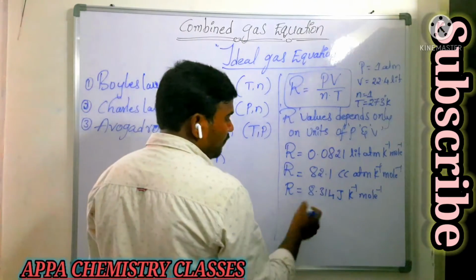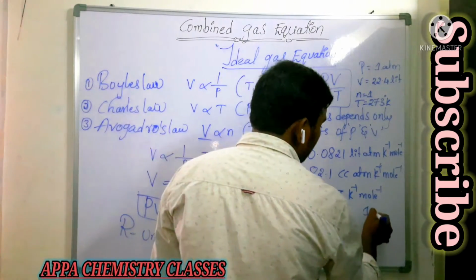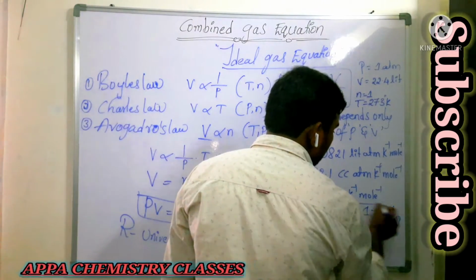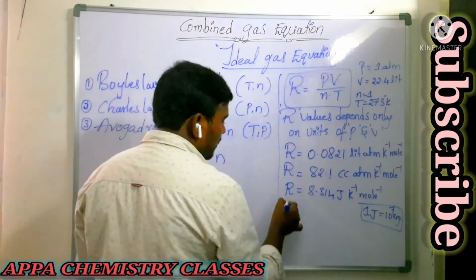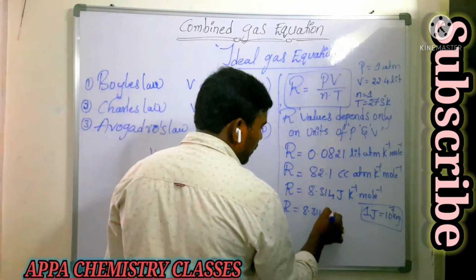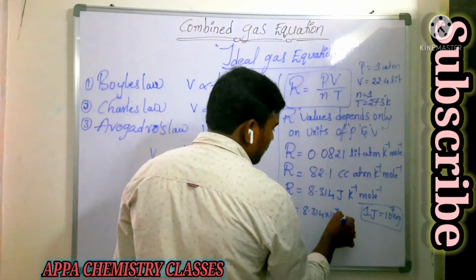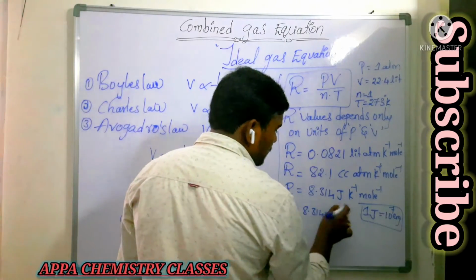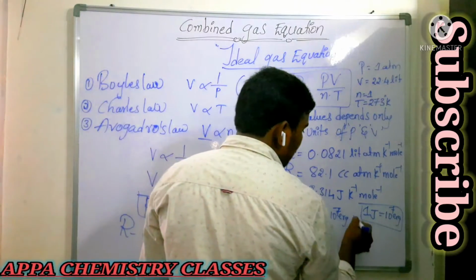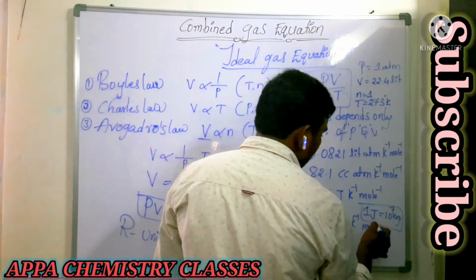Now we know that 1 joule is equal to 10 power 7 ergs. You can substitute that 10 power 7 ergs here. Then the R value in terms of ergs will be 8.314 into 10 power 7 ergs. So is that clear? That is the R value in terms of erg per Kelvin per mole.